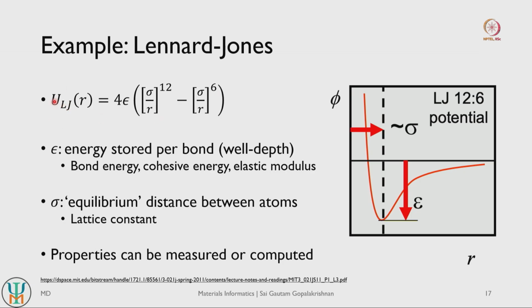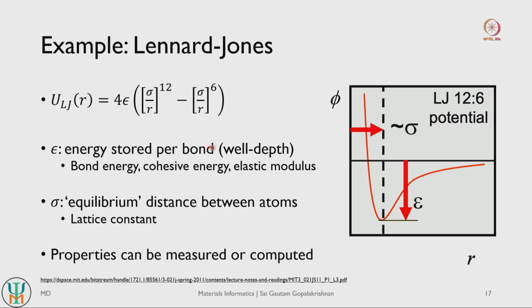You can visualize this. Your u is a pair potential. Your atom at the origin is interacting with other atoms sitting at a distance r away from it, and u gives you the potential energy associated with that pair interaction. You can visualize your potential energy as a function of r, and you will probably get a plot that looks like this. The phi is the same as your u here.